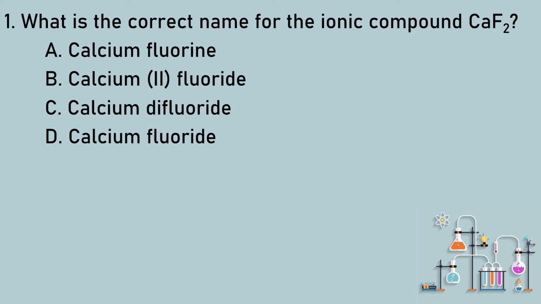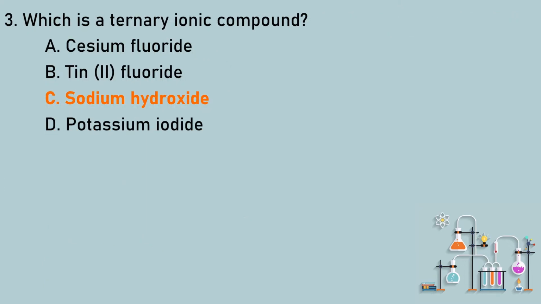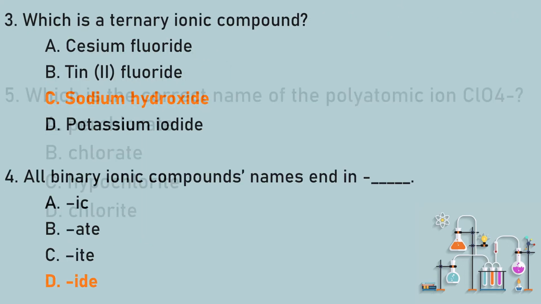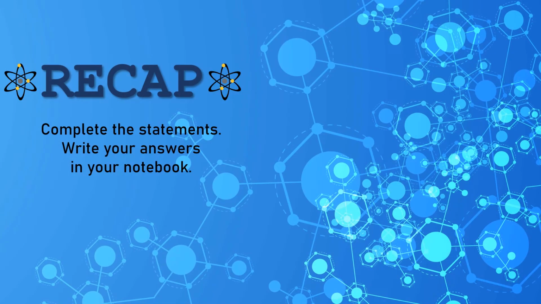And here are the answers. What's your score? Don't be sad if you were not able to answer some of the questions correctly, because you will be learning about this today. But before we go to our lesson, try to answer first our short recap. In our last lesson, you learned the ways of representing ionic compounds. Can you still recall some of the concepts related to this?